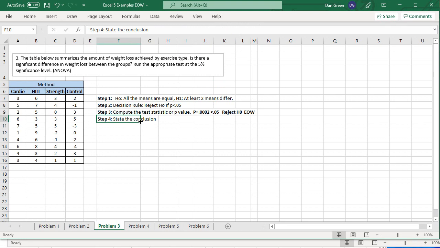And now we go ahead and state our conclusion. So our conclusion here, since we rejected the null, we conclude that at least 2 means differ. They're asking us, is there a significant difference in the weight loss between the groups? Our conclusion is that there is a significant difference in weight lost between the groups.